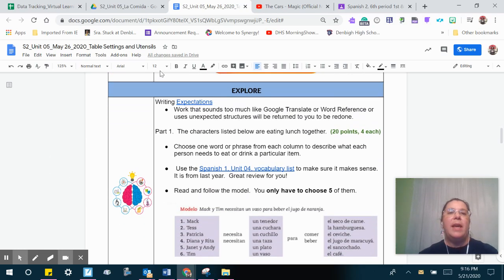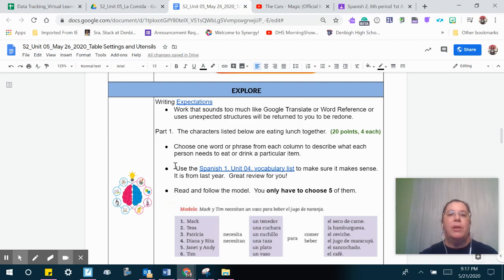Explore. Writing expectations. Please click on that and read my writing expectations. Work that sounds too much like Google Translate or WordReference or uses unexpected structures will be returned to you to be redone. Part 1. The characters listed below are eating lunch together. This is for 20 points or 4 each. Choose one word or phrase from each column to describe what each person needs to eat or drink a particular item.